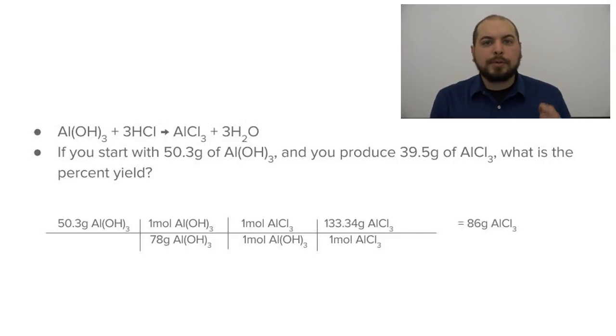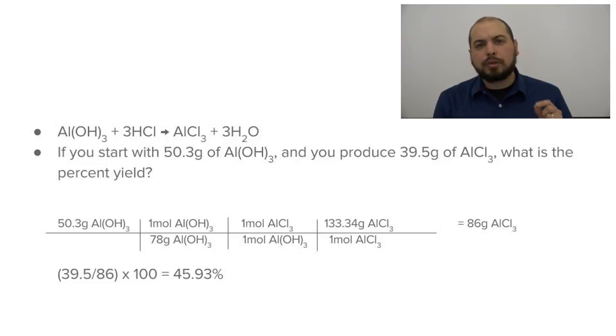The second part of this problem was to find the percent yield, given that we produced 39.5 grams in an actual real-world chemical reaction. All we're going to do here is take our 39.5 that was actually observed, divide it by our 86 that would have theoretically been produced, and multiply by 100 to get our percent yield, which is 45.93%. This means that we produced 45.93% of what we would theoretically have produced in an otherwise ideal situation.